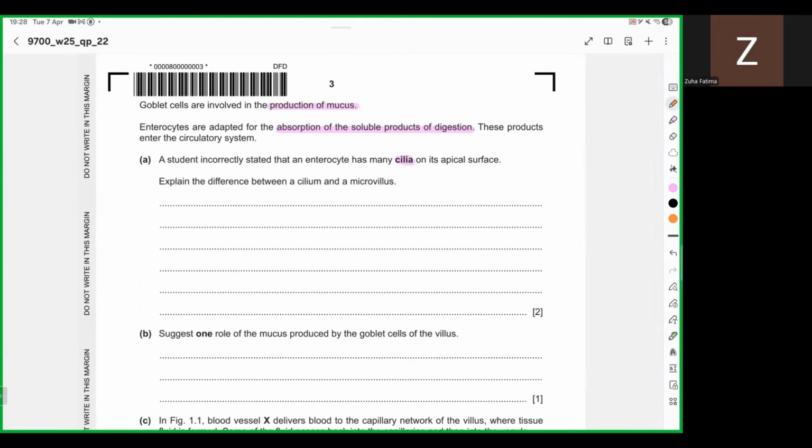So a cilium is basically made up of microtubules which are arranged in a 9+2 arrangement, whereas microvilli are made up of actin filaments. So that's the difference.